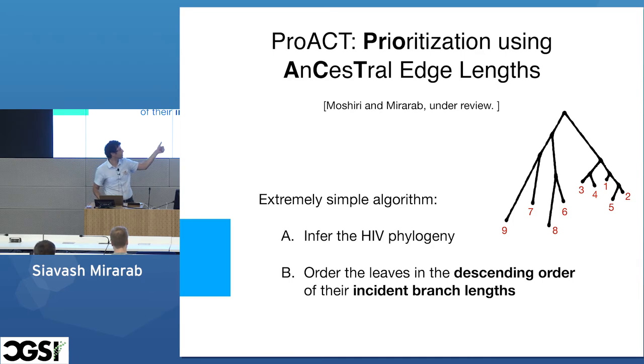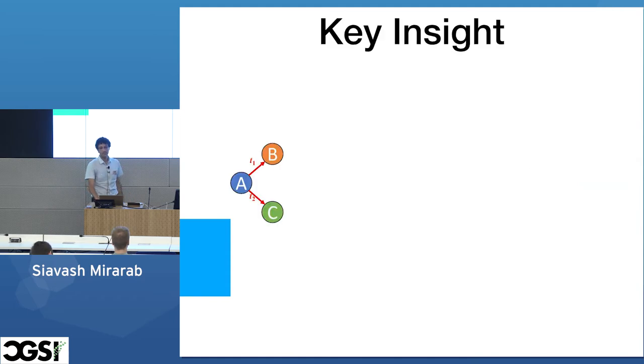That person is prioritized first, then second, and this has a long branch, is the lowest priority. All right, so you couldn't come up with a simpler algorithm. But why would this ever work? So we have some intuitions for why it works, and the key insight is this.